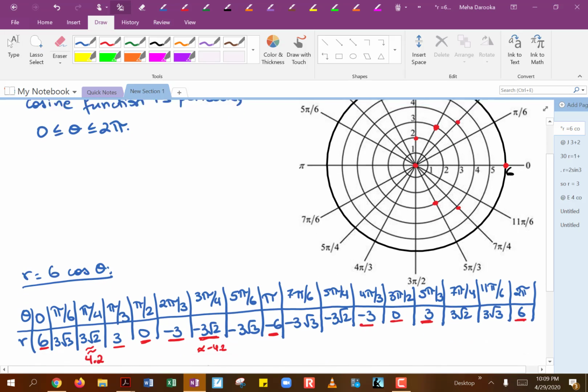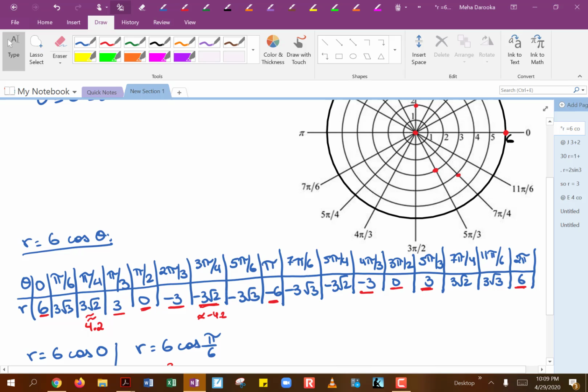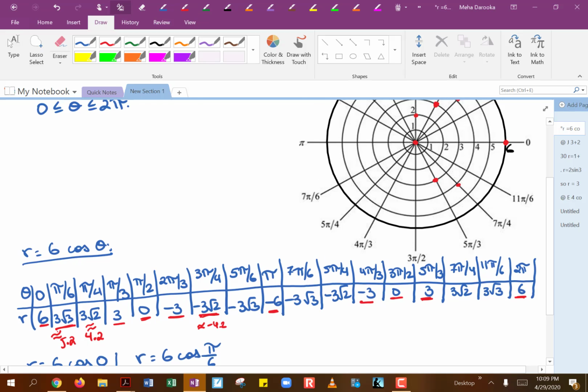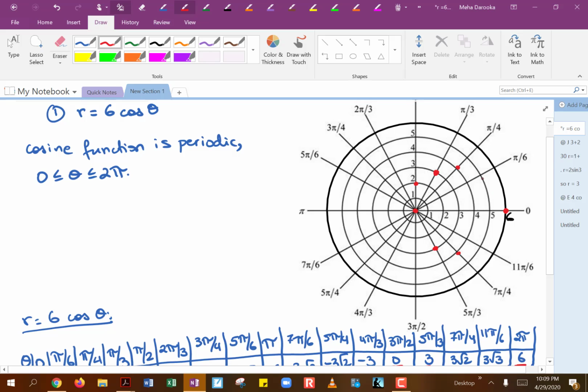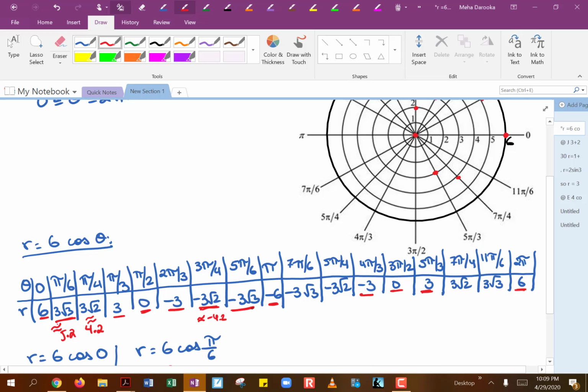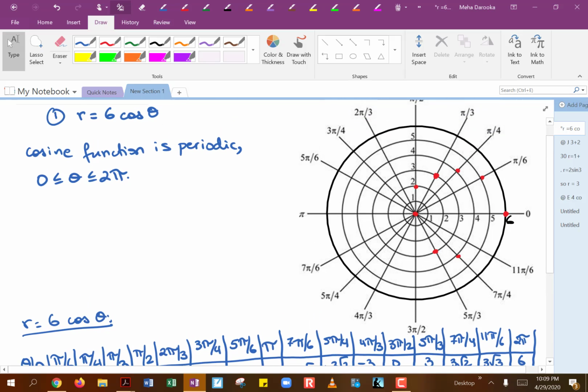And can we find another point? Let's see, at pi over 6, we have 3 square root of 3. So this guy here will be approximately 5.2. So let's see, pi over 6, 5.2, so somewhere over here. And this guy again would be approximately negative 5.2 at 5 pi over 6. So hopefully this will give you a little bit of an idea.